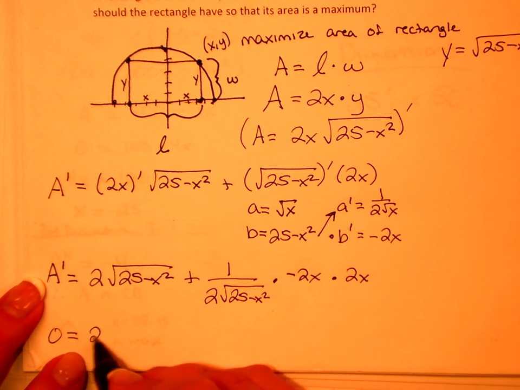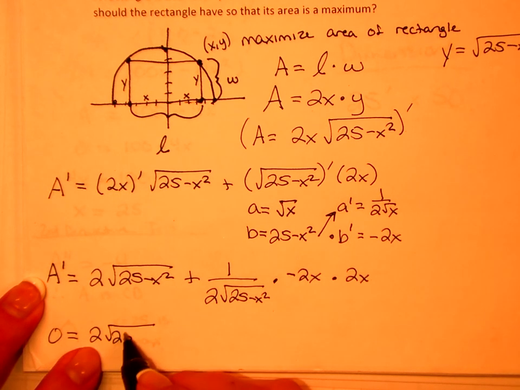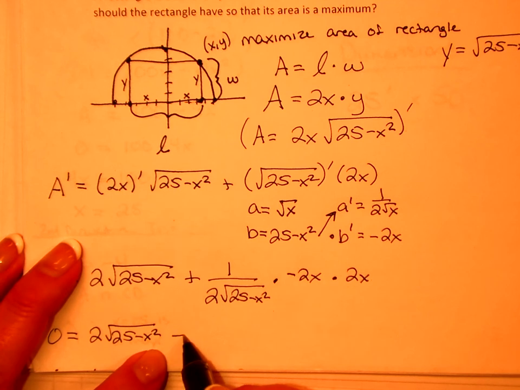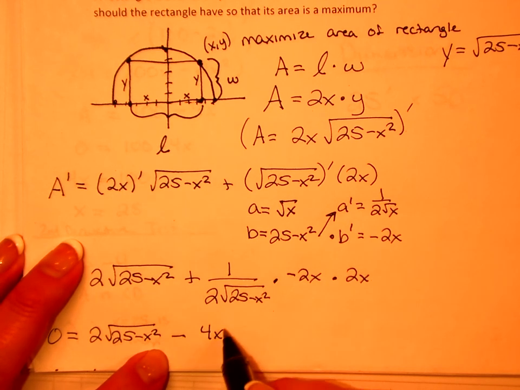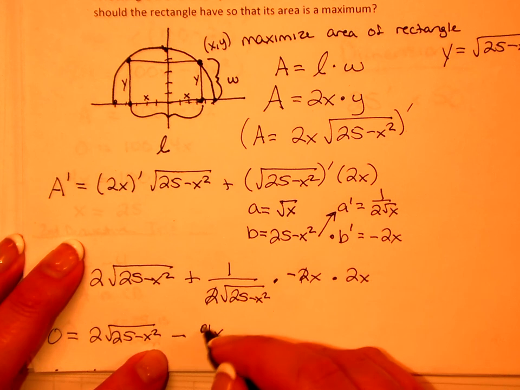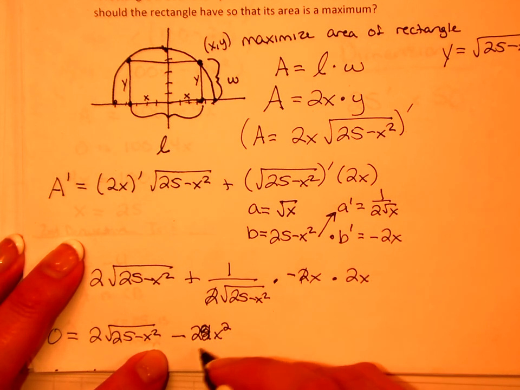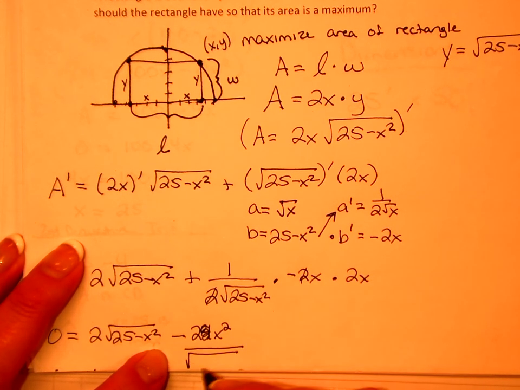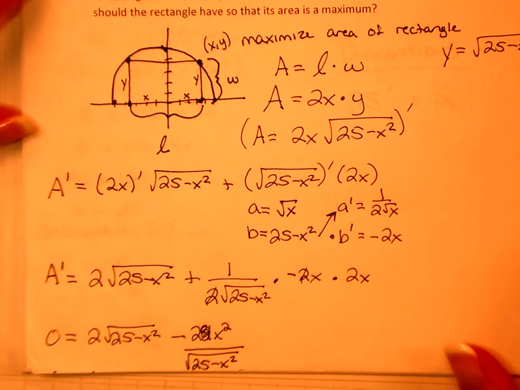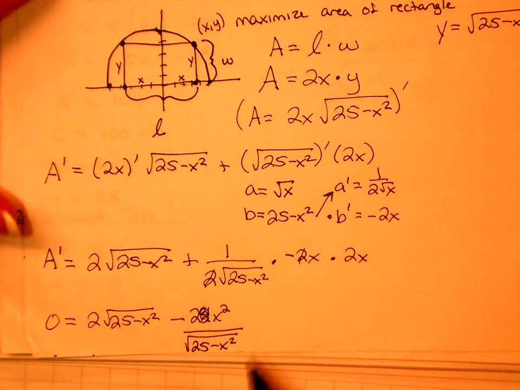Okay, so I'm going to get 2 square roots of 25 minus x squared minus 4x squared. Actually, I should cancel a 2. Minus 2x squared over the square root of 25 minus x squared. Right. Whew, that was fun. So here we go.